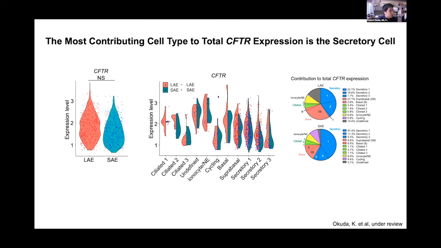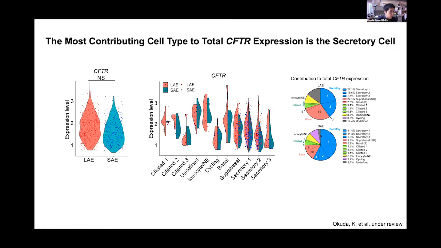And then we combine the information of frequency and expression intensity for CFTR expression, and summarize the data. This data shows that in large airways about 40% of CFTR contribution originates from secretory cells, and the next contributor is basal cells. And the ionocyte expresses the highest intensity, but it's rare. The total contribution is around 8%.